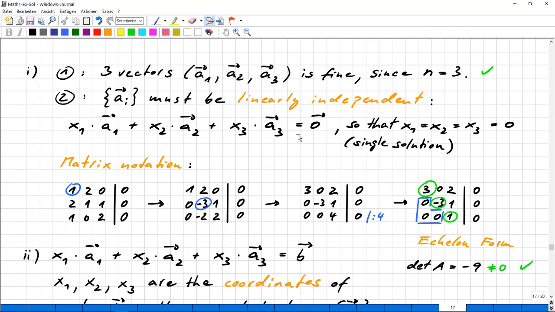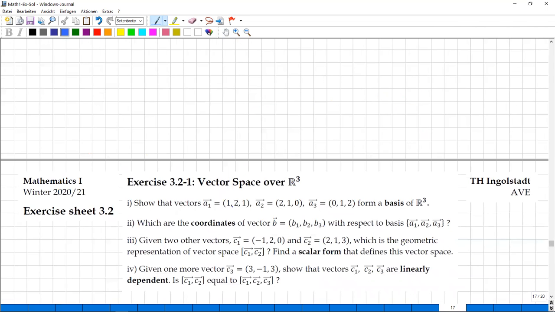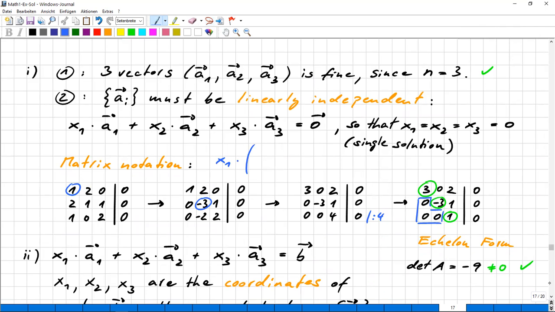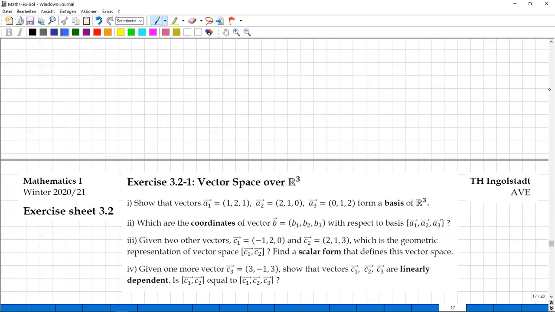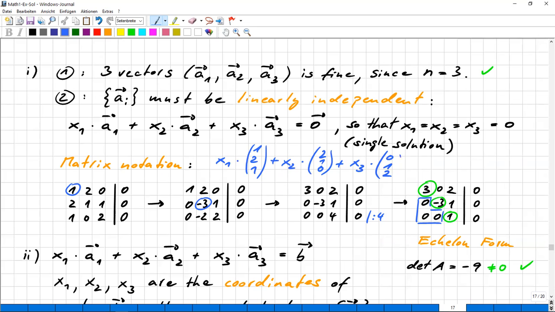Concretely speaking, this time we have x1 times vector a1, which is (1, 2, 1). This is given as a row here, but actually it's meant as a column vector, which is the standard case. Its components are in Cartesian form. I want to emphasize these are Cartesian coordinates, because we don't have any other by now. Then x2 times the next one, (2, 1, 0), and then plus x3 times the third one, (0, 1, 2). And this should be the zero vector, which explicitly is the vector (0, 0, 0). Now you see what we get?